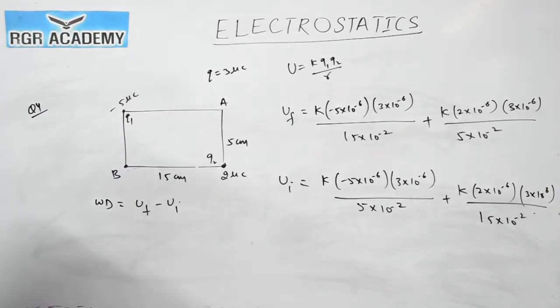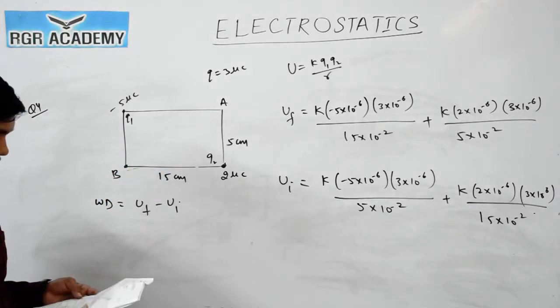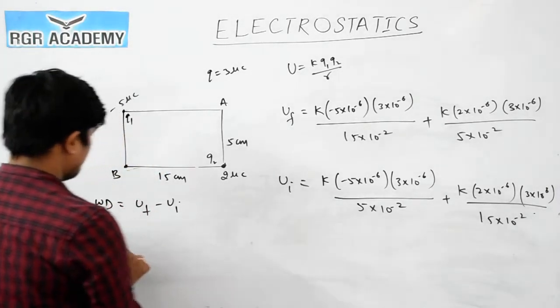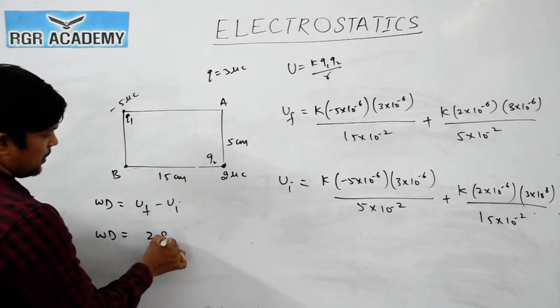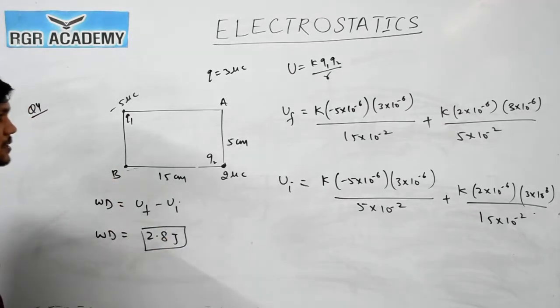So work done will be U final minus U initial. After solving these two equations you will get 2.8 joules. So the answer is 2.8 joules.